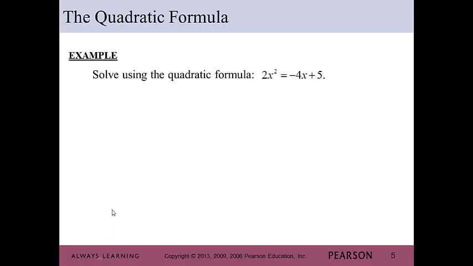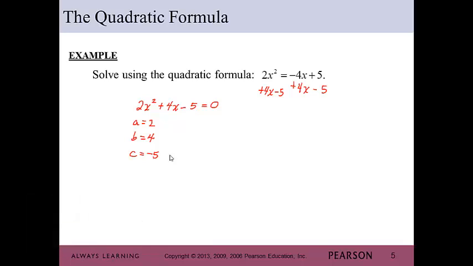Another example, it says 2x squared equals negative 4x plus 5. And of course, we're going to solve using the quadratic formula. So before we can use the quadratic formula, we need all terms on the same side as your square. So add 4x on both sides, and then subtract 5 on both sides. And you'll get 2x squared plus 4x minus 5 equals 0. A is 2, B is 4, and C is negative 5.